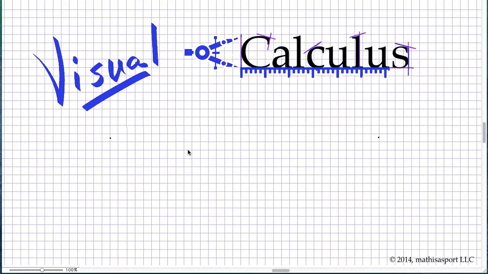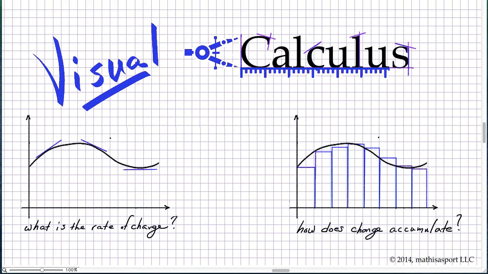Welcome to Visual Calculus, an introduction and an overview to prepare students for a full year AP or college level calculus class. Now, to start at the very beginning, calculus is about change. But that doesn't really tell us very much if we're new to the topic. So let's try one level deeper. Calculus is about asking and answering two kinds of questions.